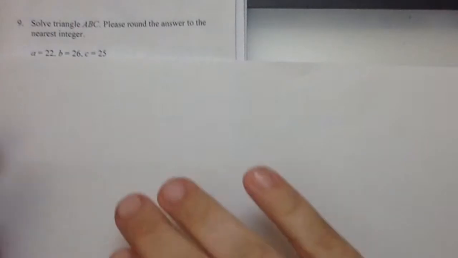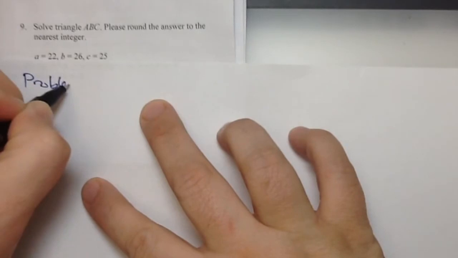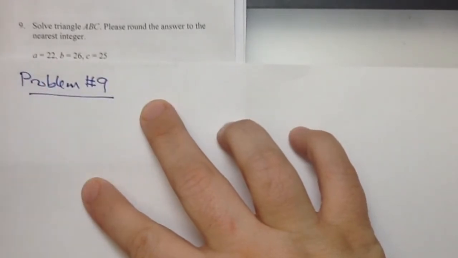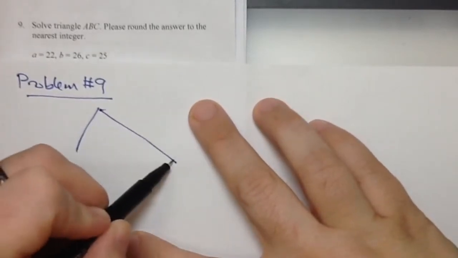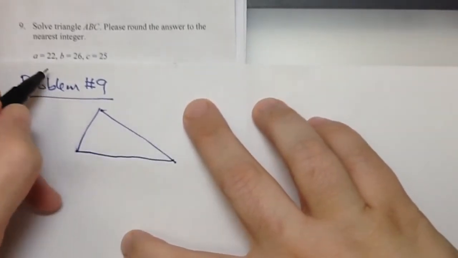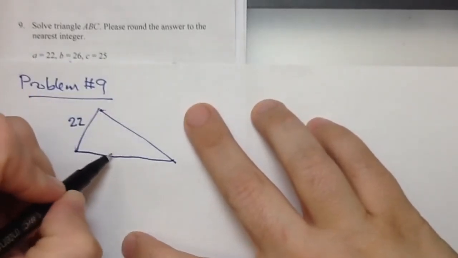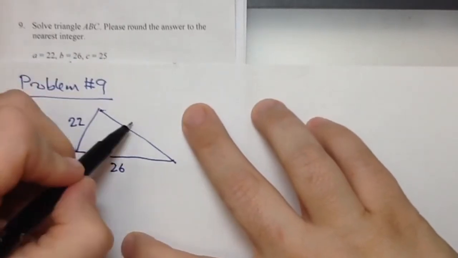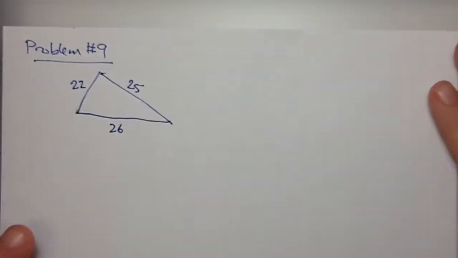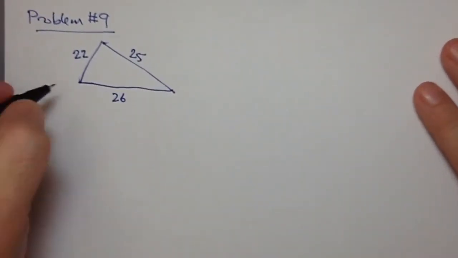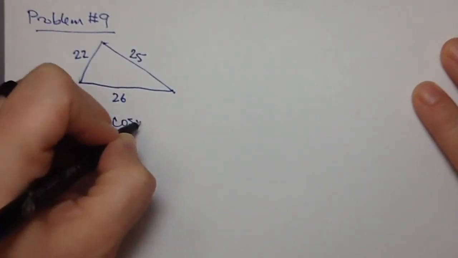We're solving some extra drill problems. This is problem 9, and it says to solve triangle ABC, where A is 22, B is 26, and C is 25. All right, so they give us 3 sides of a triangle, so we know this is going to be a ton of the law of cosines.